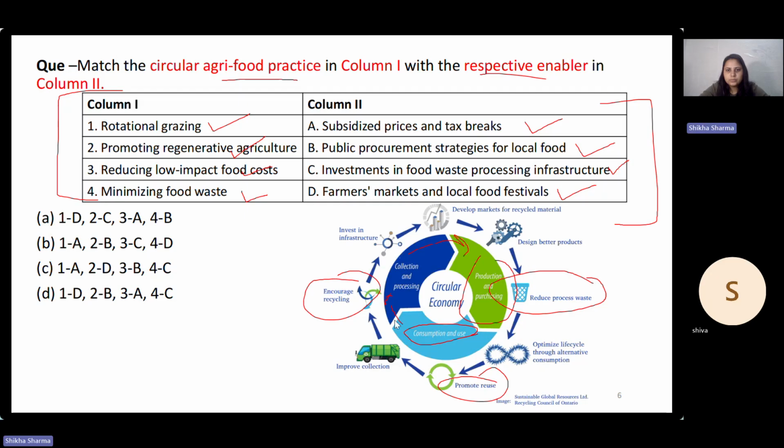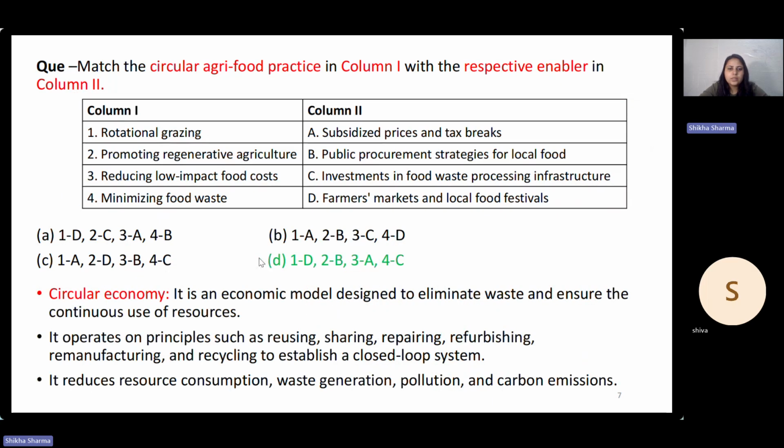Shiva is saying C here. Okay, let's see the answer. So D is the correct answer here.